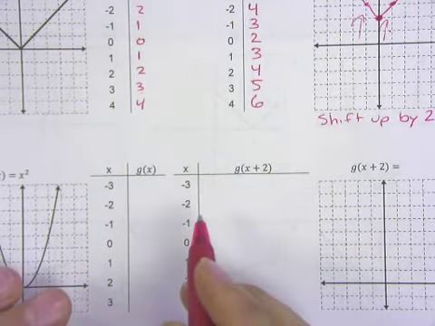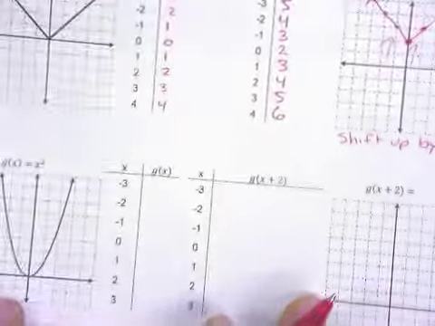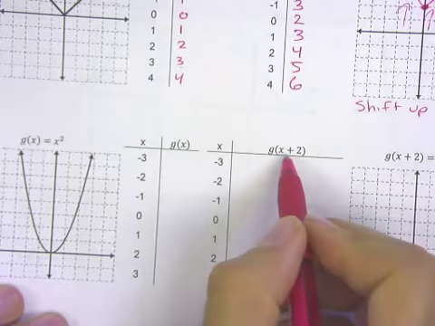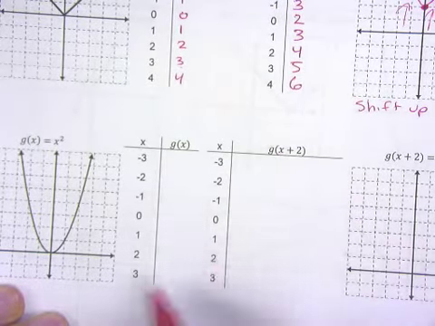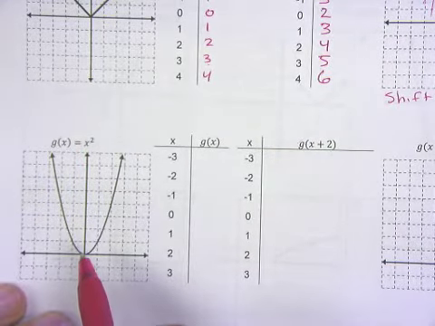In the first example we looked at, we were adding 2 after the function was applied. Now we're going to look at what happens when we add 2 before we evaluate the function. This time we're going to be working with the function g of x is equal to x squared.